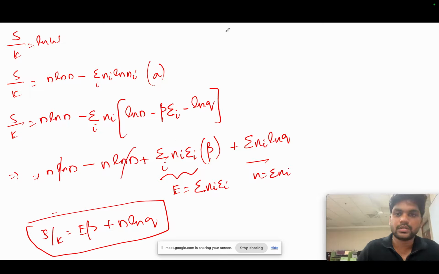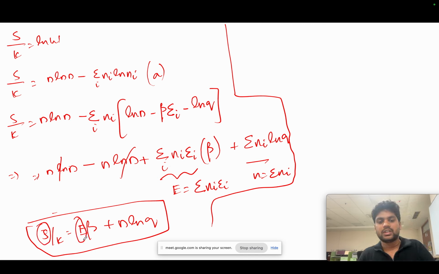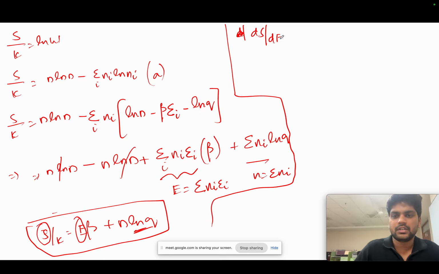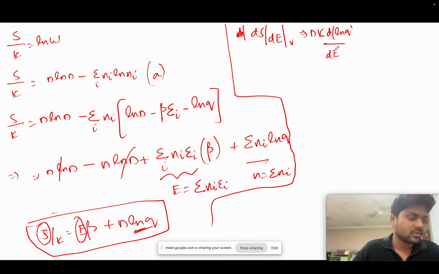Okay, so this is the equation which we have now. These are the two terms here which are not constant and can change with the system: one is entropy, another is energy. All the remaining terms are constants, and the Q also. So now I will do dS by dE at constant volume, equal to, I'm just writing the first equation, then I will explain you.